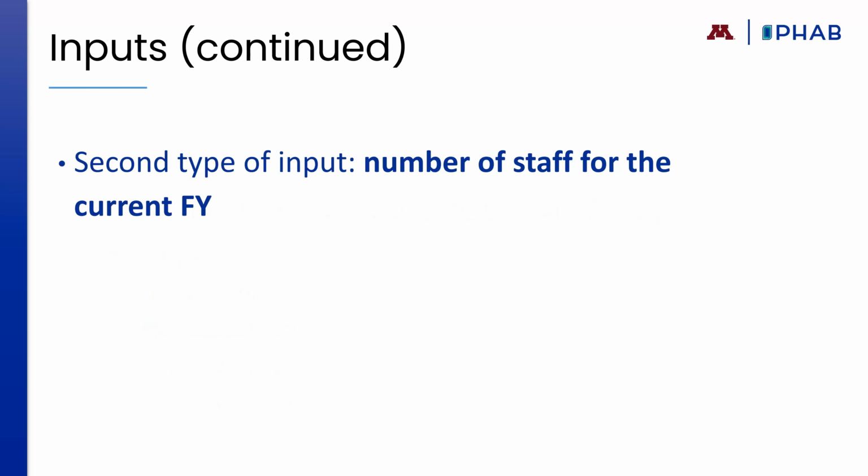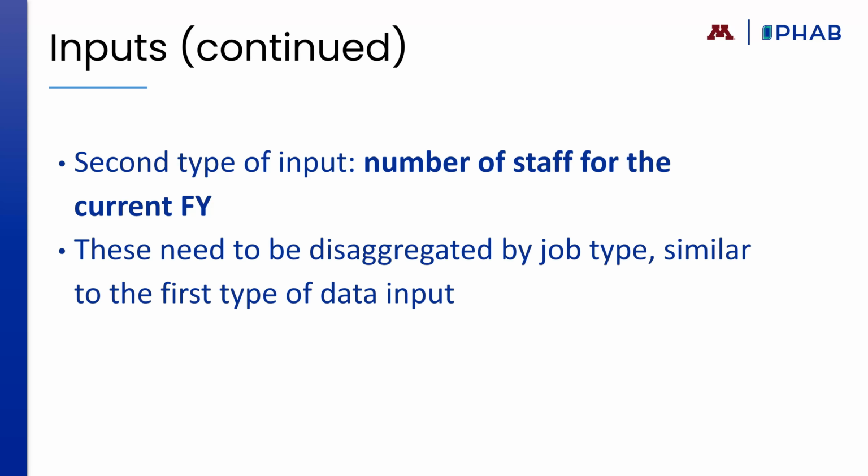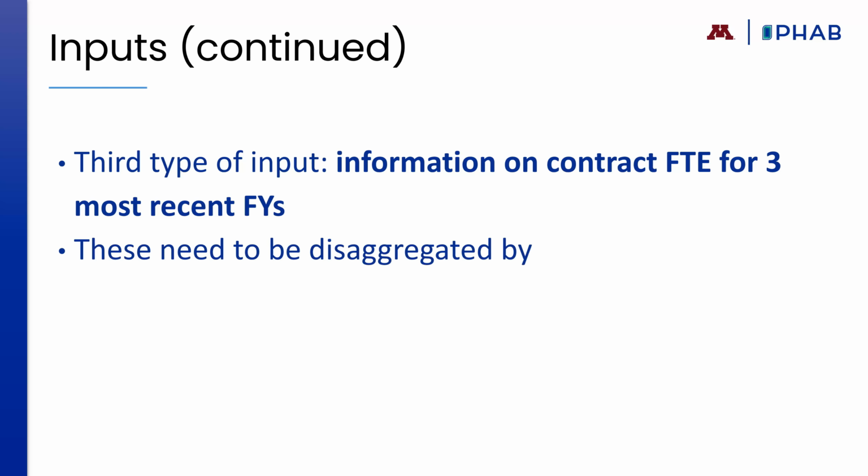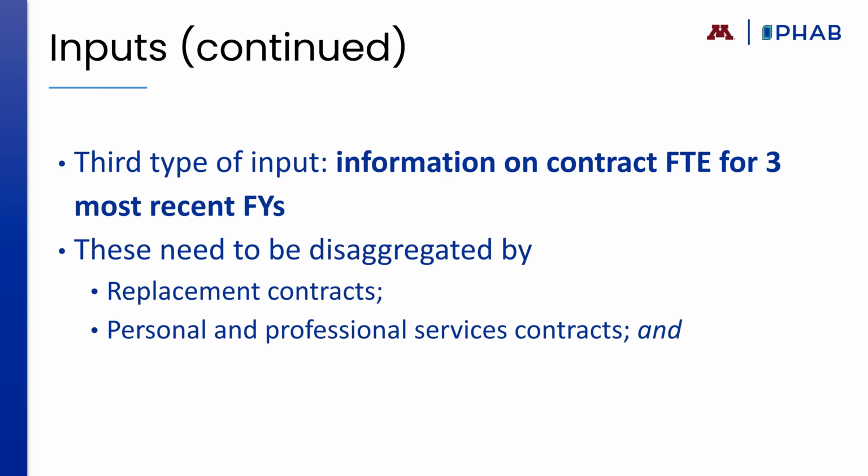In addition, the second collection of data you will need is the number of staff for the current fiscal year. You will need these numbers broken down by job type, similar to the breakdowns for FTE for the 3 most recent fiscal years. Third, you will need information on contract FTE for the 3 most recent fiscal years, broken down by labor replacement contracts, personal and professional services contracts, and temporary employment contracts. Note that there is an option to add other contracts for this parameter, if applicable.